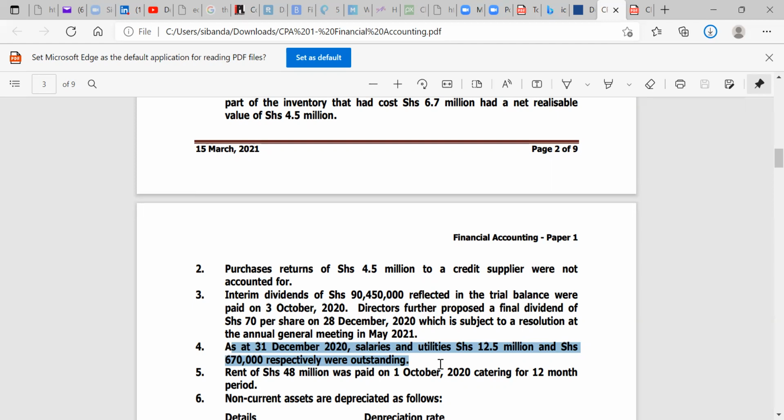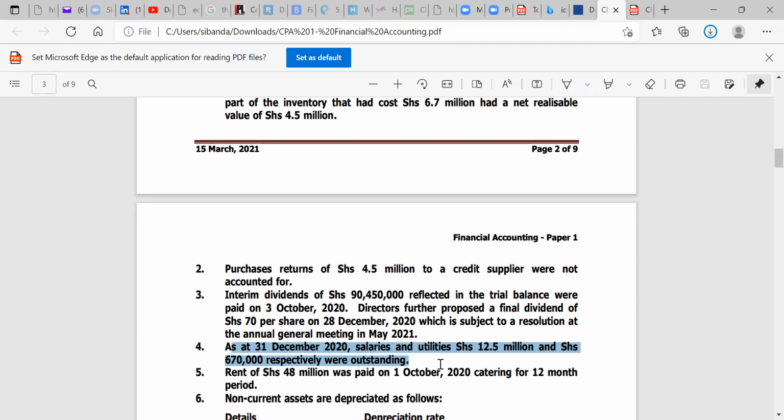So if we are saying that rent of 48 million was paid on 1st October 2020, catering for 12 months, it means that we paid for 3 months to the year end, and any balance was catering for the following months. So here, for you to easily calculate this, get the 48 million and first divide it by 12 months to determine your monthly rent. When you divide 48 by 12, it gives you 3 million. So your monthly rent is 3 million.